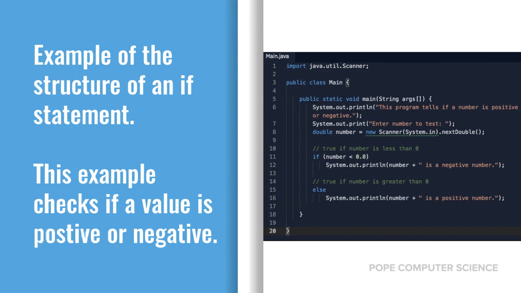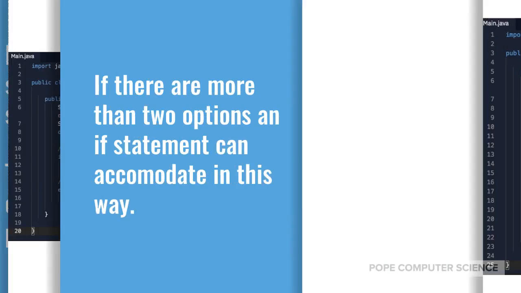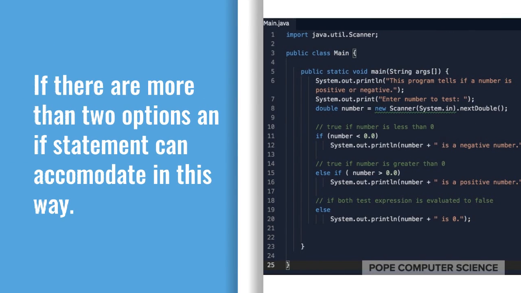Example of the structure of an if statement. So if you look at this example, you can see how an if statement is actually structured. And later on in this unit, you'll be making them on your own. This one checks to see if a value is positive or negative. Occasionally, if statements have more than 2 options, and they can be adjusted to accommodate 3 or even more if necessary.